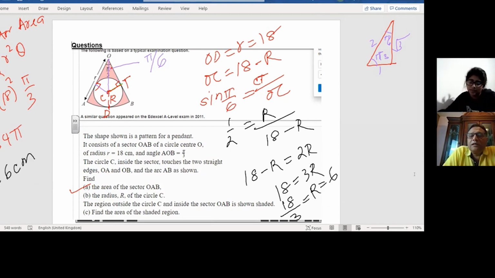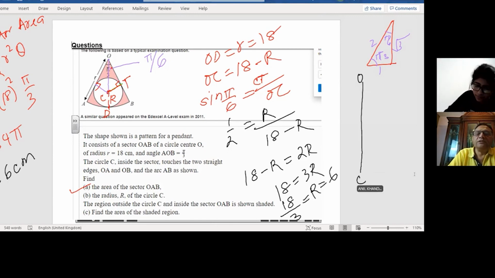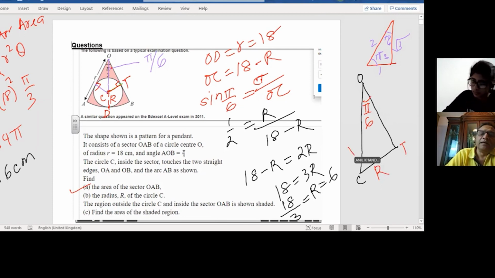Let me summarize. I lost you at sine pi over 6. Did you times it by 18 minus r? Let me draw this triangle once again. So we have this triangle here, which is OC, and that is tangent to this particular point. In this triangle, this angle here is pi by 6. The side here is r, which is meeting the tangent, and the straight line, which we found, was 18 minus the radius, correct?